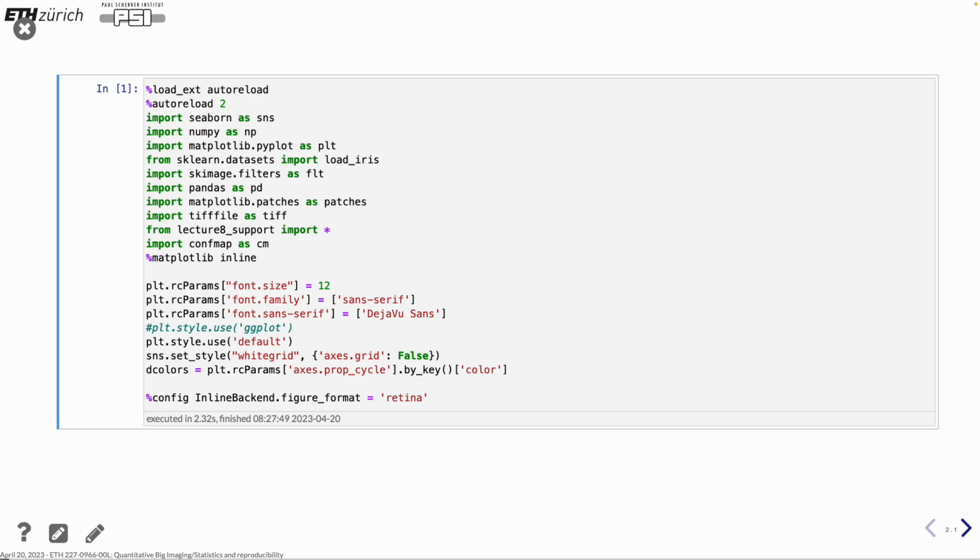Otherwise, nothing particular. A little trick hack: if you have a retina screen, then you can get sharp images if you use this little line down here. So it works on this, and there's an improvement in the sharpness if you do that.